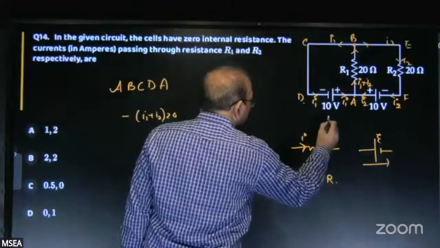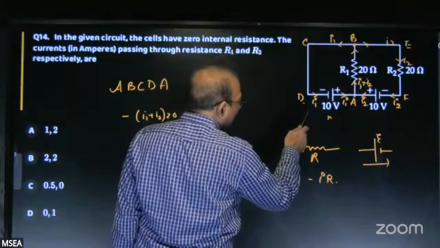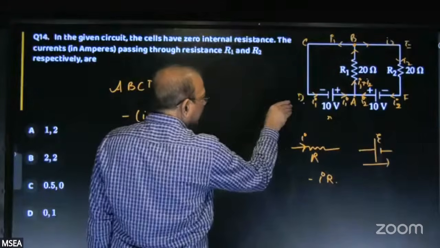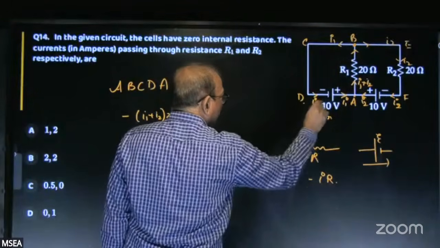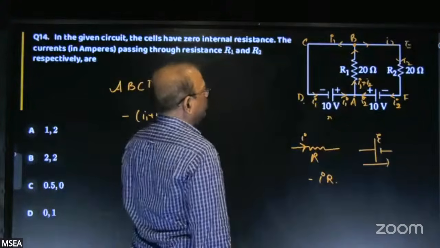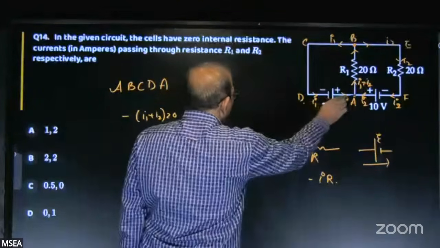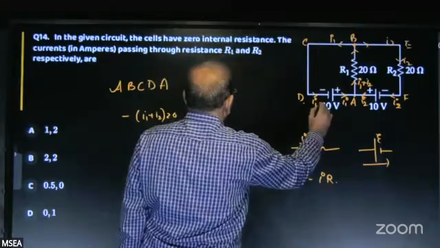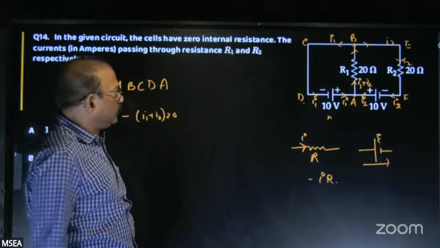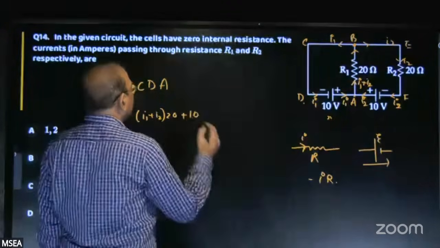If it has internal resistance, some small r, you have to write the potential difference I1 into R. In the same direction of current, if we are going now, you have to write minus I1 R. But there is no internal resistance for this, only EMF. And while going from D to A, you are going from negative to positive terminal side of that cell. So its EMF must be taken with positive sign, plus 10.